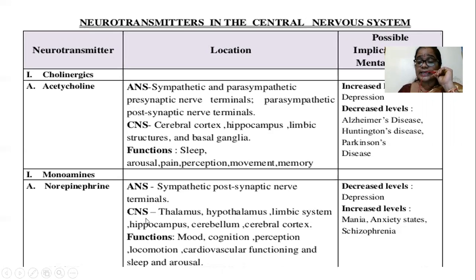What is the location in the CNS? That is the thalamus, hypothalamus, limbic system, hippocampus, cerebellum, and cerebral cortex. And what is the function of norepinephrine? It controls mood and cognition, perception, locomotion, cardiovascular functioning, and sleep and arousal. If the levels of norepinephrine decrease, the person may be affected with depression. If norepinephrine levels increase, the person may be affected with mania, anxiety states, and schizophrenia. These are the psychological related diseases: mania, anxiety, schizophrenia, Parkinson disease.